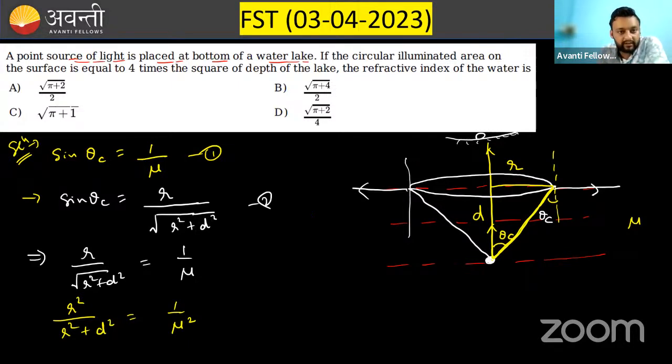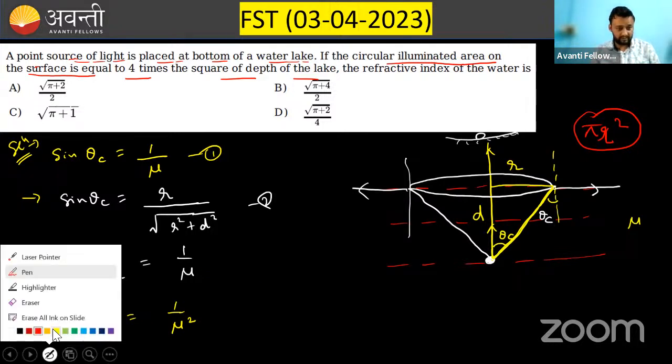What I need to calculate, the question says, is that the circular illuminated area on the surface is equal to 4 times the square of the depth of the lake. That means, first of all, I need to calculate this area. The area of this circle is nothing but pi r square. That means I have to calculate pi r square. For that, I need to calculate the radius. So now I'm calculating the radius.